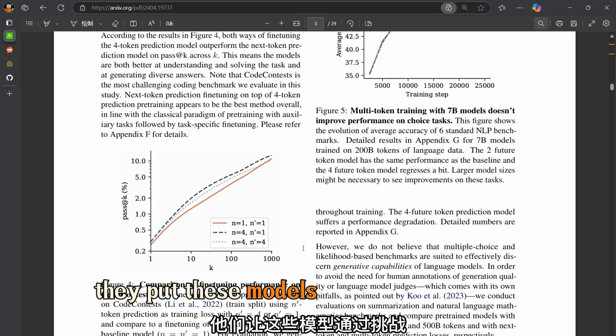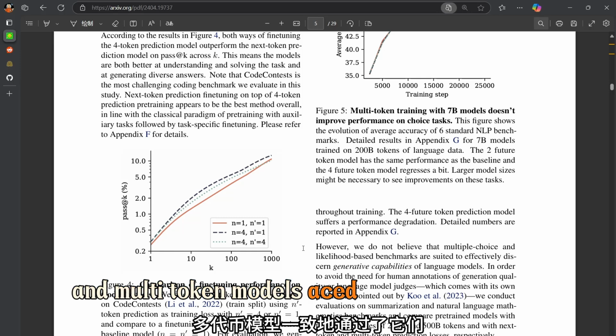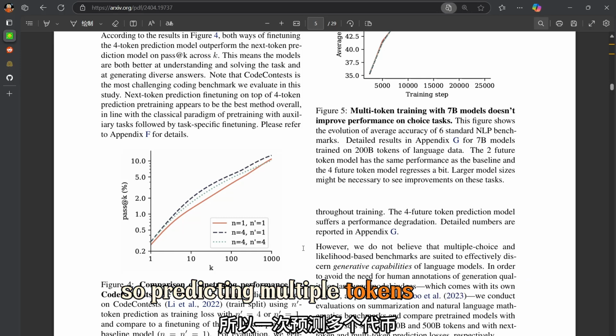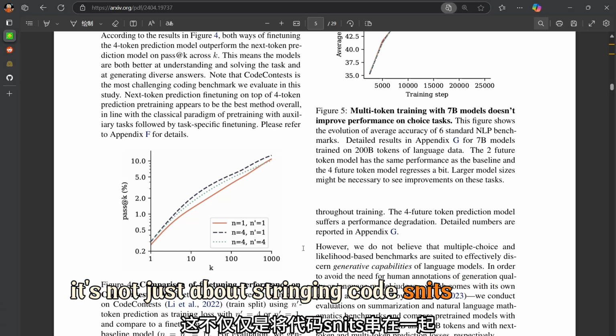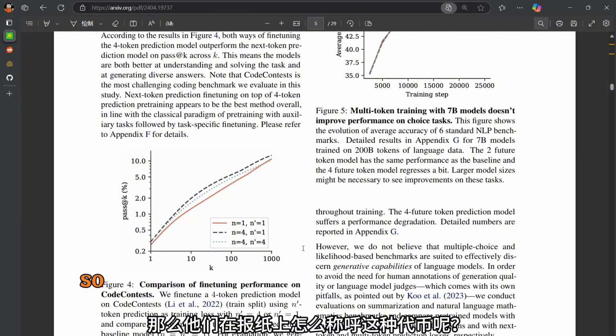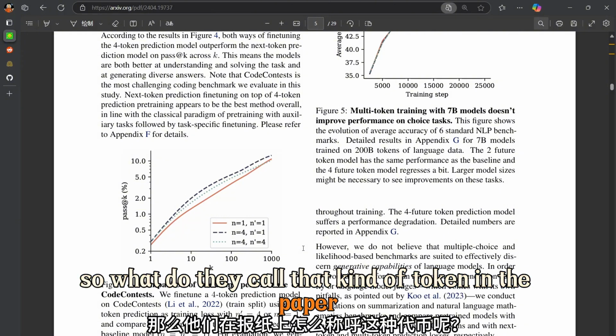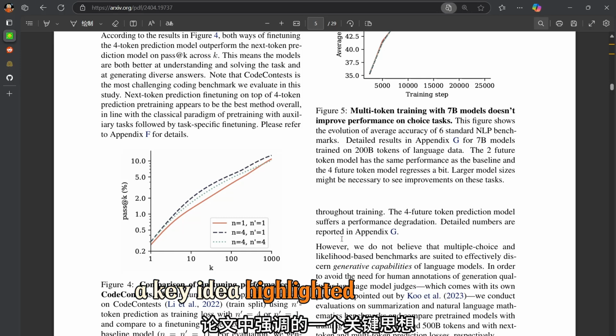They put these models through challenging programming tests, and multi-token models aced them consistently. So predicting multiple tokens at once forced them to think through the logic more thoroughly. It's not just about stringing code snippets together, it's about understanding the underlying logic. Interesting. So what do they call that kind of token in the paper? This is where the concept of choice point tokens comes in, a key idea highlighted in the paper.